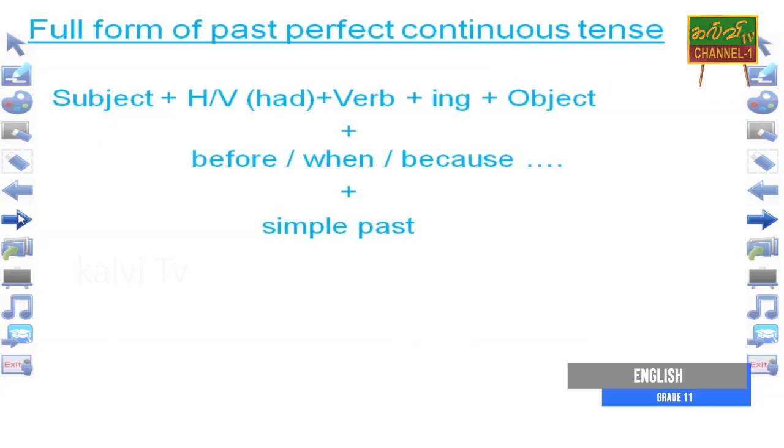For the full form of the past perfect continuous tense, we can use before, when, because and some other words to join these sentences. I mean to join both sentence structures: subject, helping verb plus verb ing and object, and simple past.